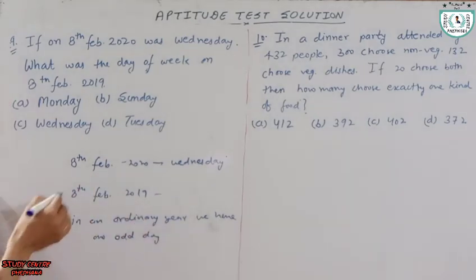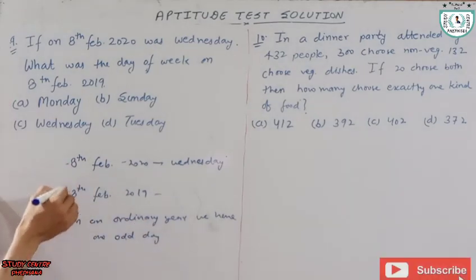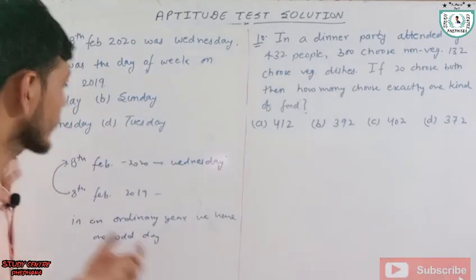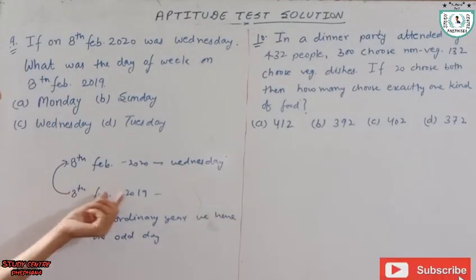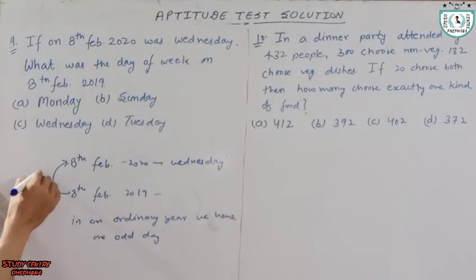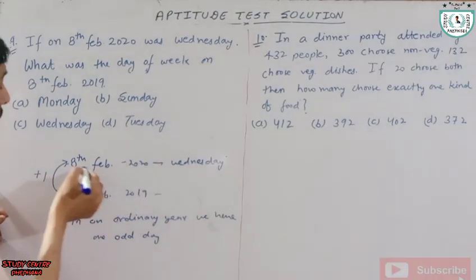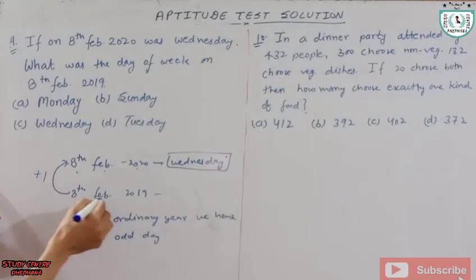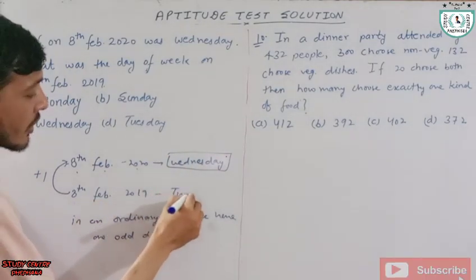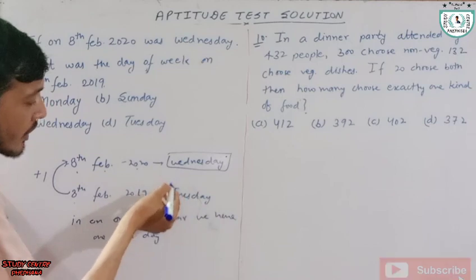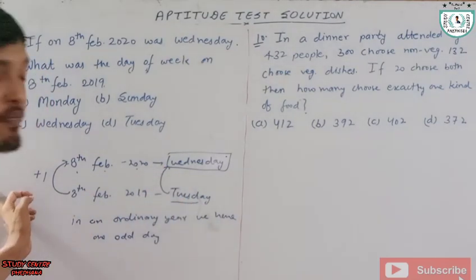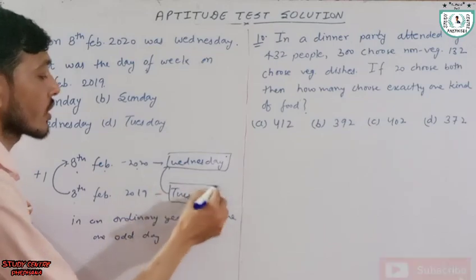According to this, 8th Feb 2020 is exactly one day ahead of 8th Feb 2019. So if 8th Feb 2020 is Wednesday, then 8th Feb 2019 is Tuesday, because Wednesday is one day ahead of Tuesday. Hence the correct answer of this question is Tuesday.